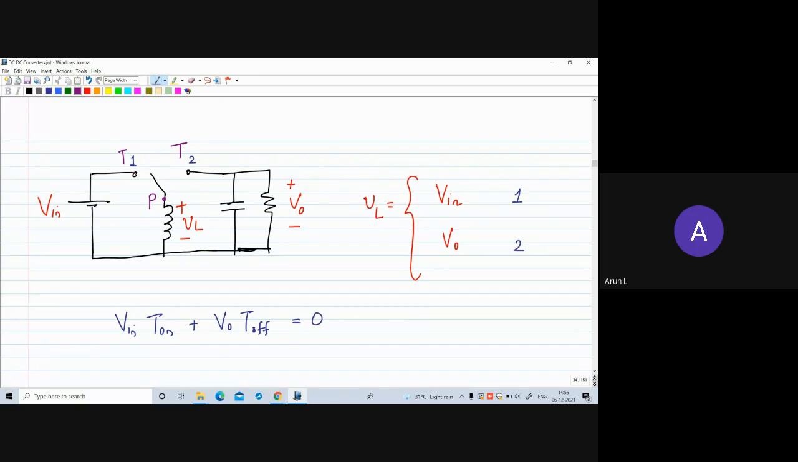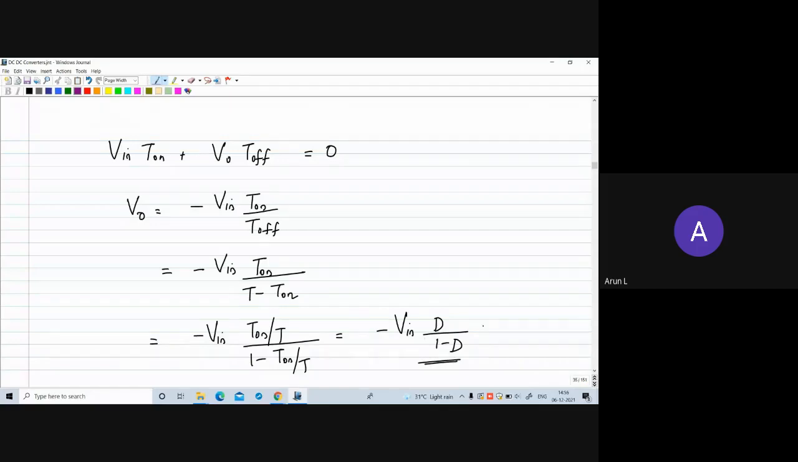And in this circuit, when pole P is connected to throw T1, your input voltage will directly appear across the inductance. So the voltage across the inductance VL will be the input voltage when pole P is connected to throw T1, and the inductance voltage will be equal to the output voltage the moment you throw this to T2. So when T2 is connected, the voltage across the inductance will be the same as the output voltage. So now if you apply volt-second balance, you will get this relation, and if you simplify that relation, you can see that output voltage will be equal to input voltage into D by 1 minus D with a negative sign.